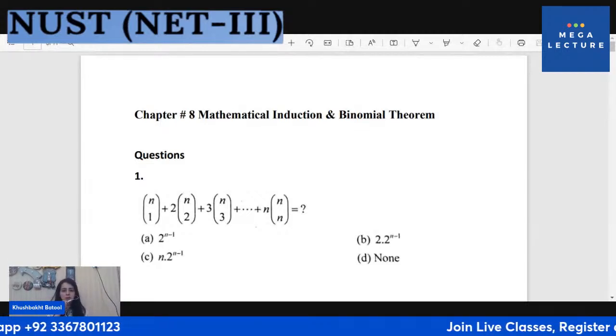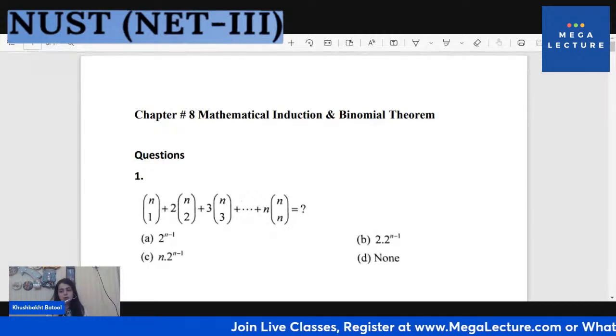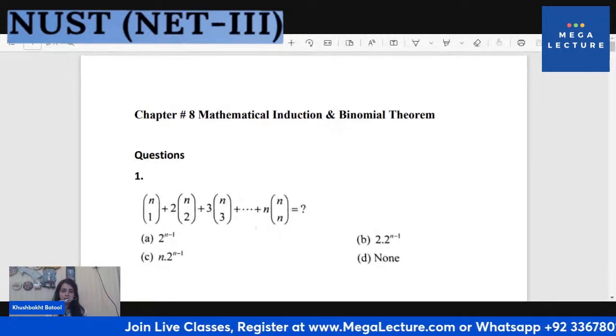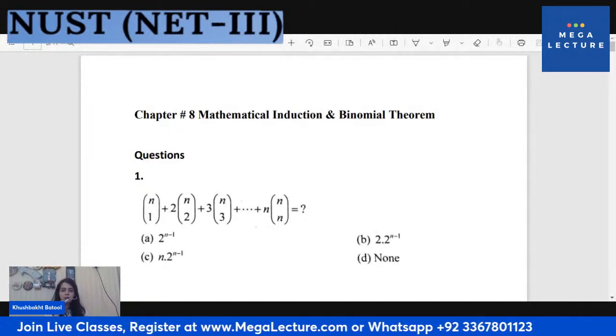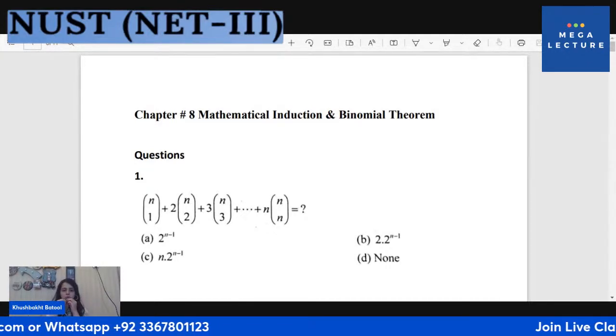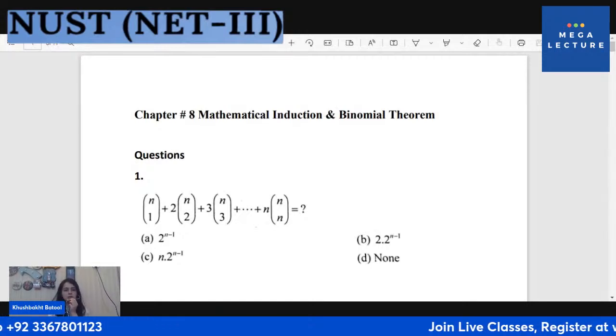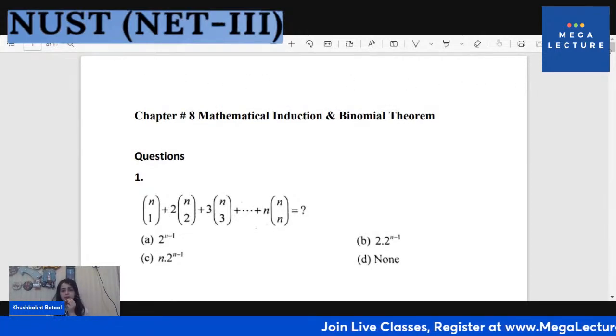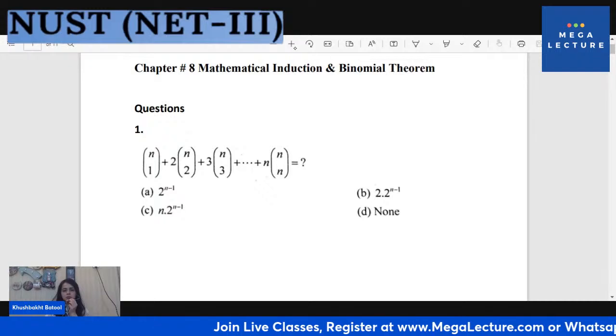So today we will be talking about some NUST entry test past paper questions from the mathematics chapter, particularly from mathematical induction and binomial theorem. So let's get started. Let's talk about the first question. I am going to zoom in a bit.